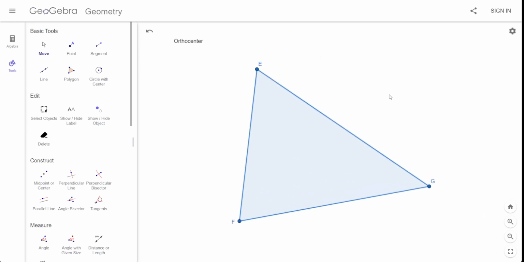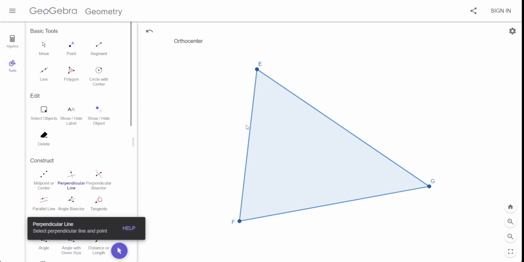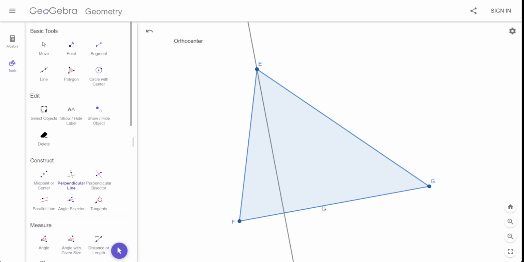Okay, so now what do you think we're going to do to all three of these sides? We are going to find the altitude, and we have to find the altitude from a point, correct? So I want to go from E perpendicular to FG. If I click perpendicular line, then click point E, then click this line segment down there, boom, it makes a perpendicular. Everybody see that? It doesn't hit the midpoint, does it? Because it's not the circumcenter. It goes from a vertex perpendicular to the opposite side.